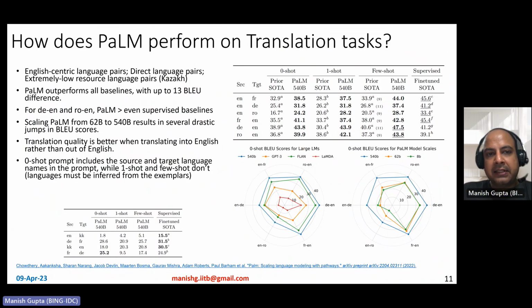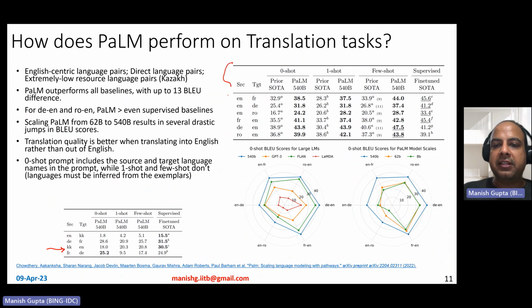How does PaLM perform on translation tasks? Well, they tried 3 different kinds of translation tasks: English-centric tasks, which involve English as one of the languages in the pair, so English-French, English-German, English-Romanian, and so on. Direct language pairs, so they also tried French-German and so on, which do not involve English at all. And extremely low-resource language pairs. They specifically tried Kazakh as a language.